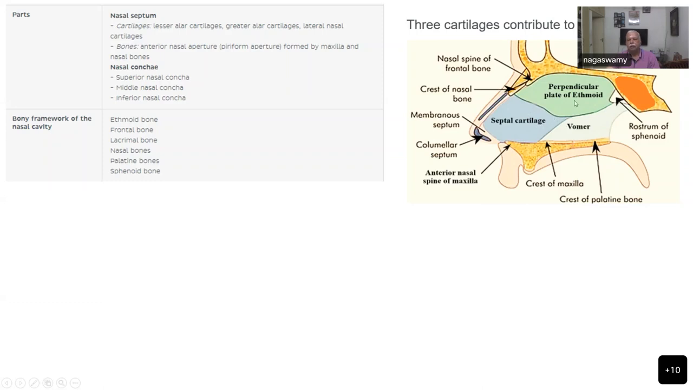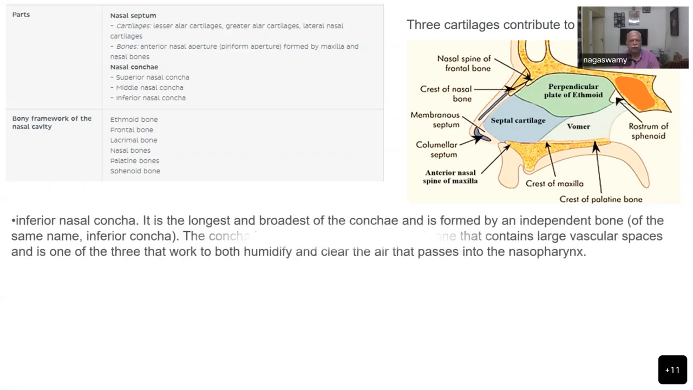So the septal cartilage, perpendicular plate of ethmoid and vomer are the 3 important things, and this is where the deviation or the obstruction can be. And the inferior nasal concha is the longest and broadest of the concha, formed by an independent bone. The other 2 are together.